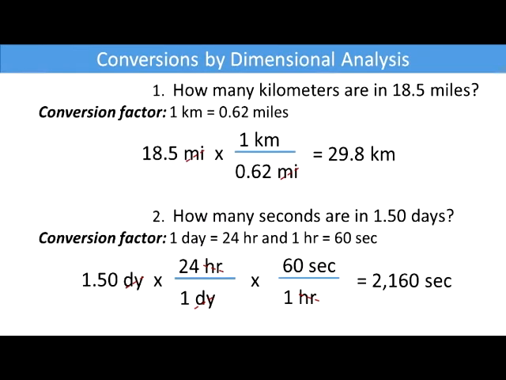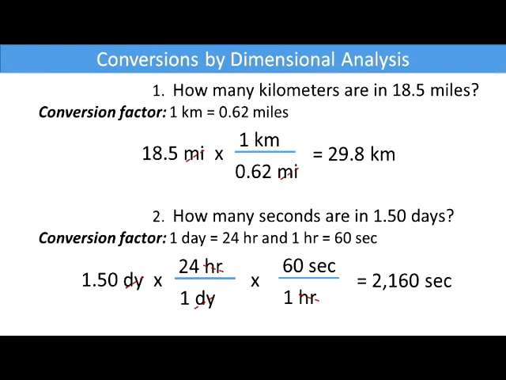So this is what these problems look like when they're all cleaned up. How many kilometers are in 18.5 miles? We simply set it up: 18.5 miles times 1 kilometer per 0.62 mile. We note the units cancel out, and we get the desired answer. We reach our goal.